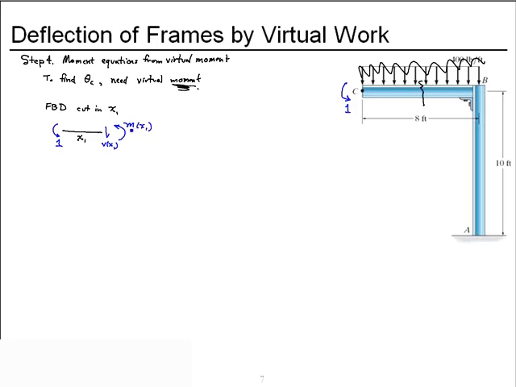Now I've labeled this little m of x1, but it does not have to be the same equation that we got in step 3, because this is due to a virtual moment. So just make sure that we keep these separate from the moment equations in step 3. To find it, I will sum moments about the cut.